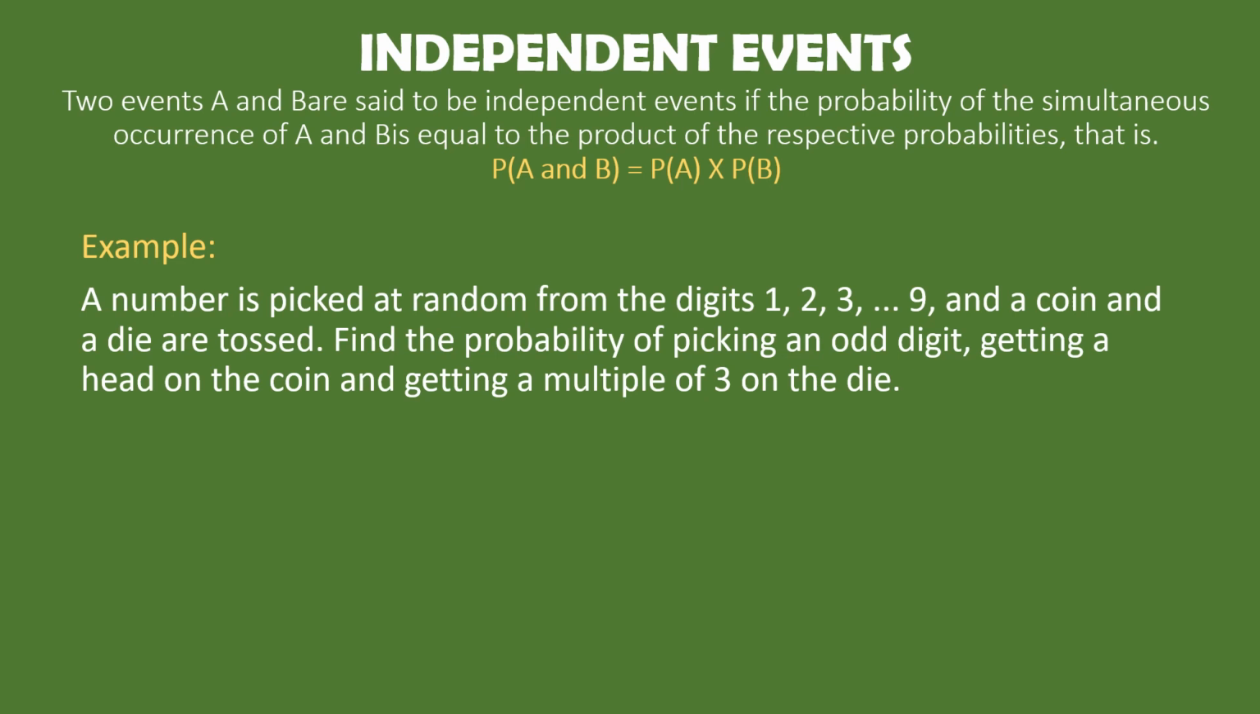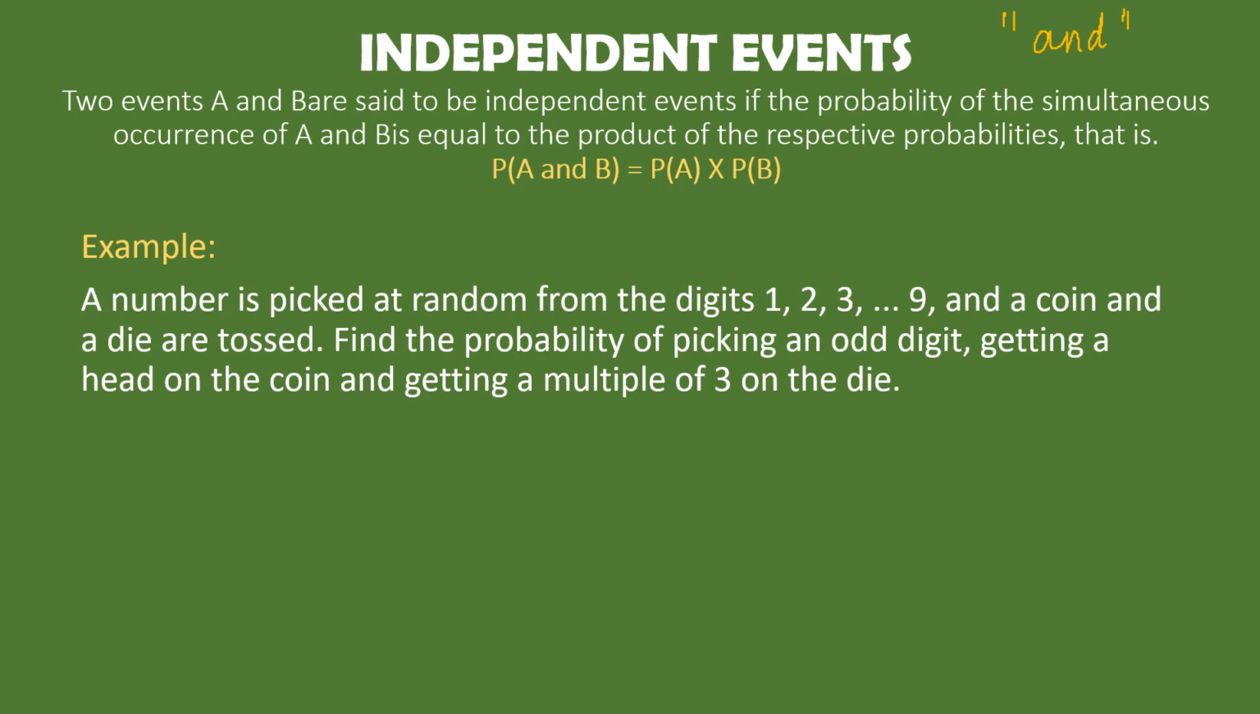Like for example, if I toss a coin and I roll a die at the same time, their probabilities will not affect each other. So that is what we call independent events. And the clue words here are just "and" or "both". So both will happen at the same time, but they do not affect each other. So let's try to practice on this example.